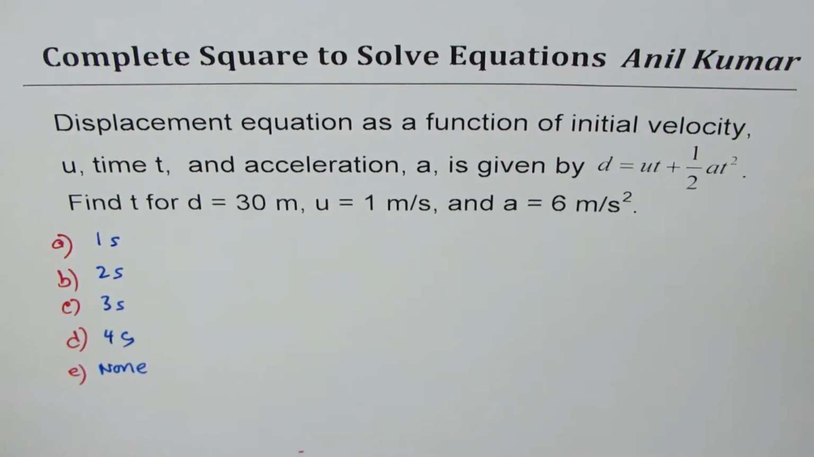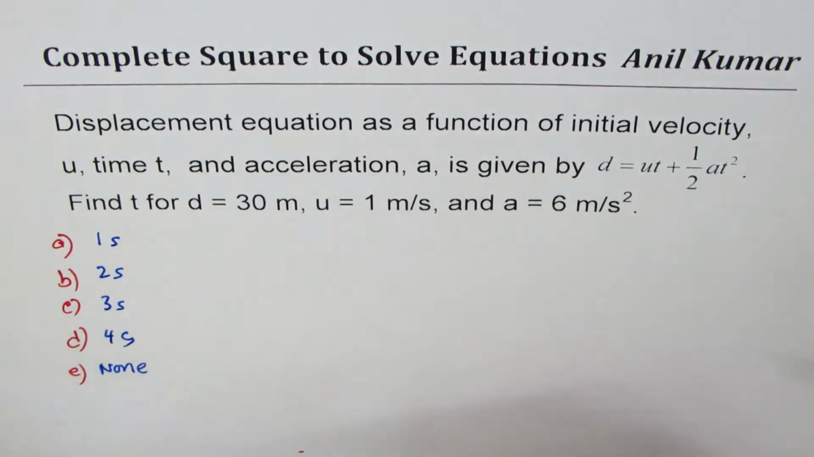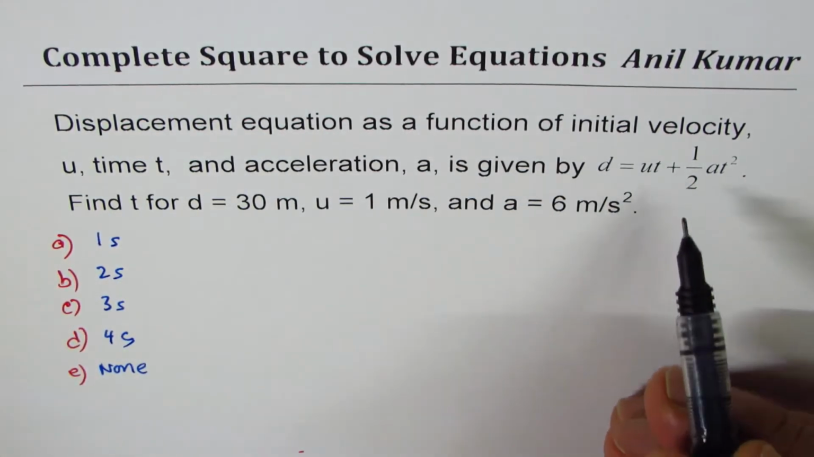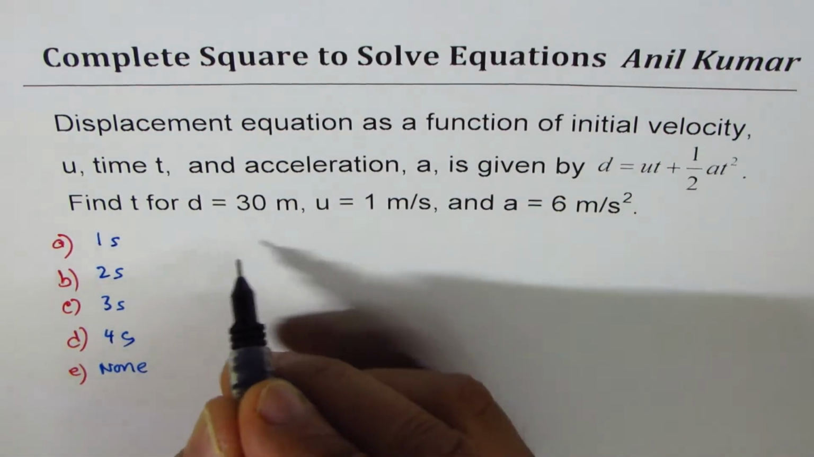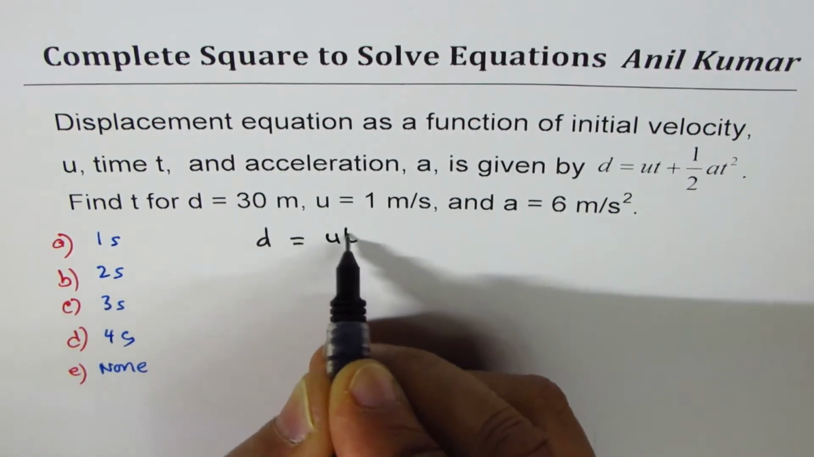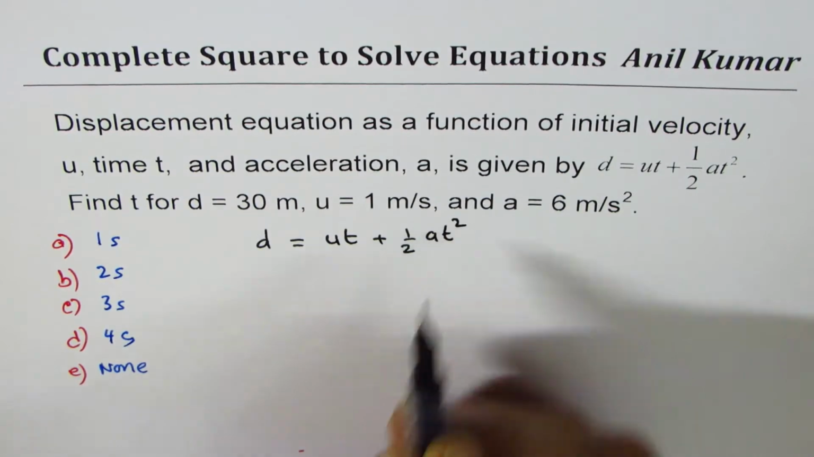I'd like you to pause the video, answer the question, and then look into my suggestion. What I didn't write here is to use the completing the square method. You could do it with factoring and the quadratic formula, but I want you to use completing the squares as practice. So let's begin by writing the equation, which is d equals ut plus half at square, right?